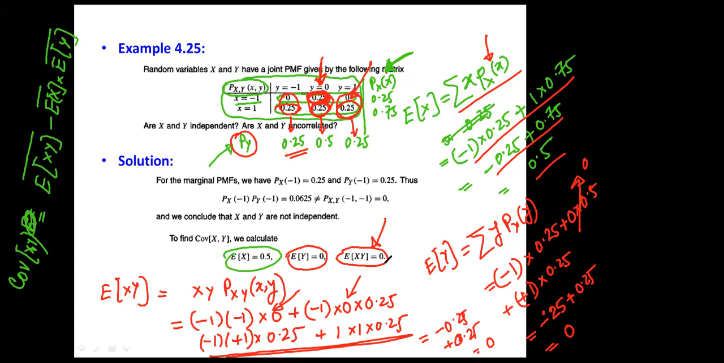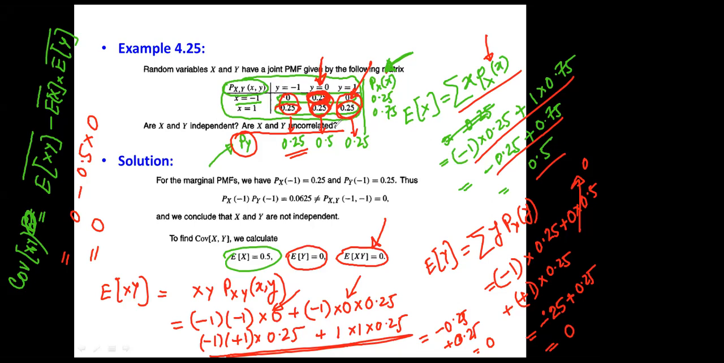Now, if I want to find out the covariance, the value will be 0 minus E of x, which is 0.5, times E of y, which is 0. So that will be equal to 0. So the covariance value is equal to 0. Covariance value equal to 0 means they are uncorrelated. Okay. So from these different values, we have found out they are not independent, but they are uncorrelated.